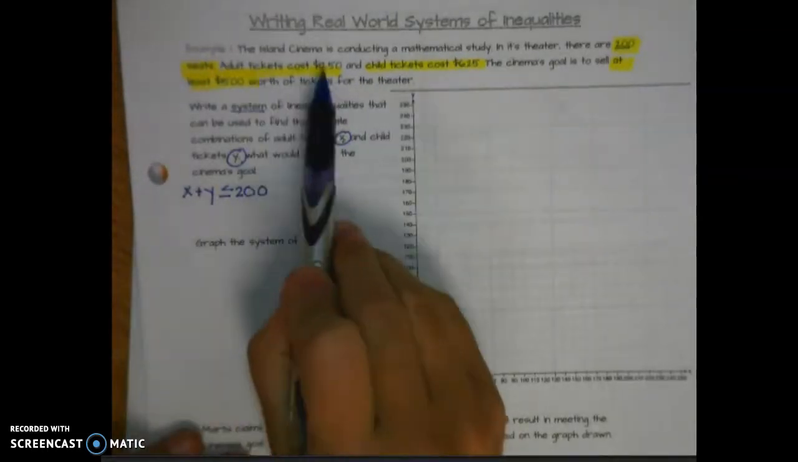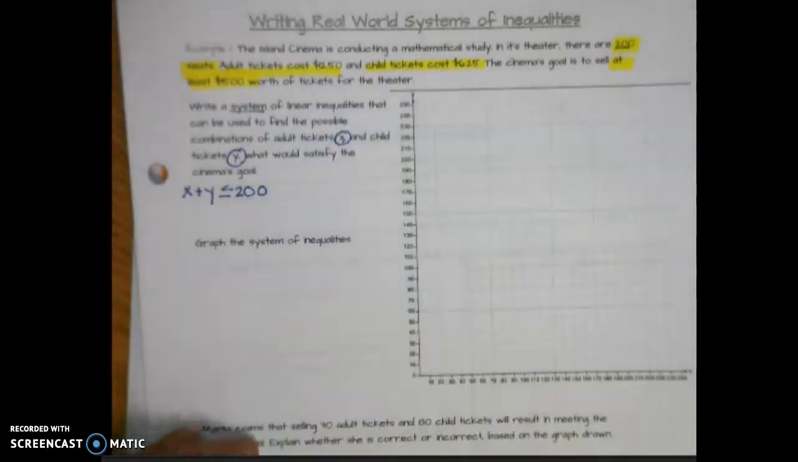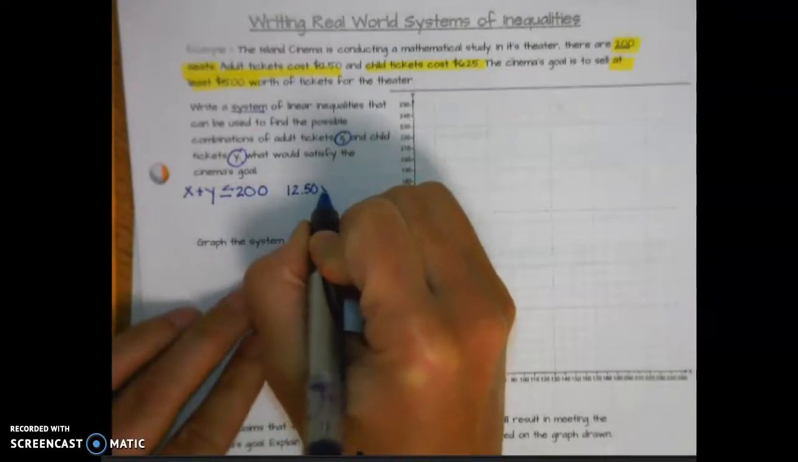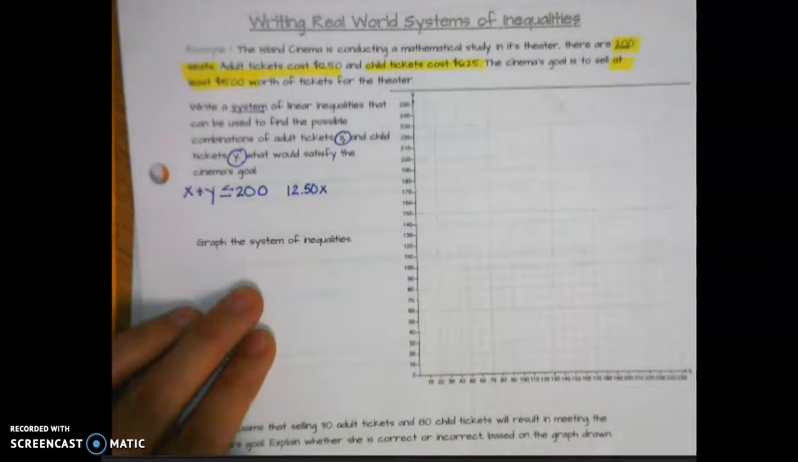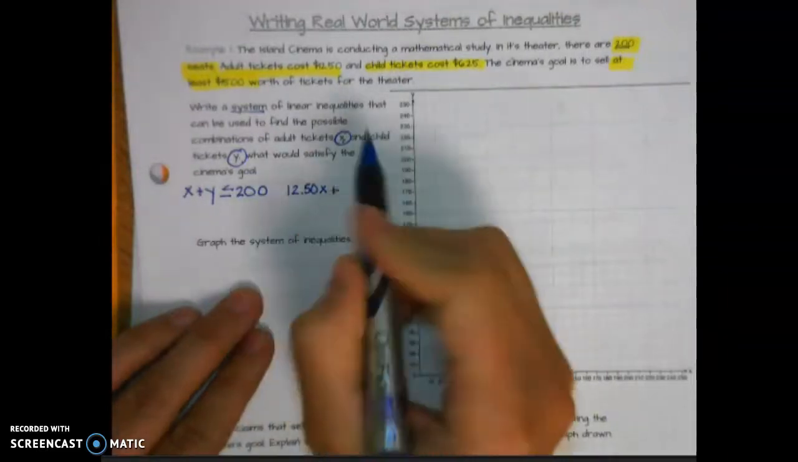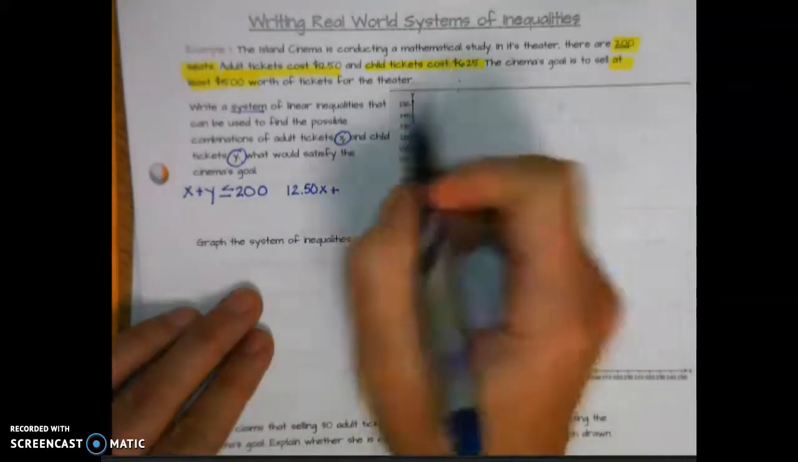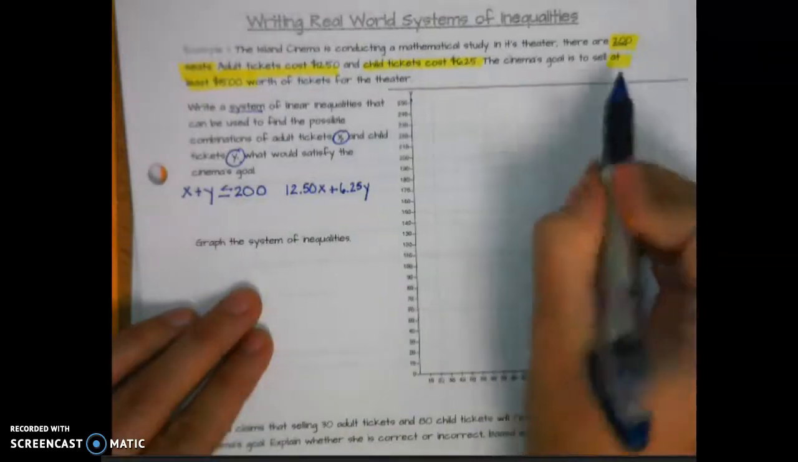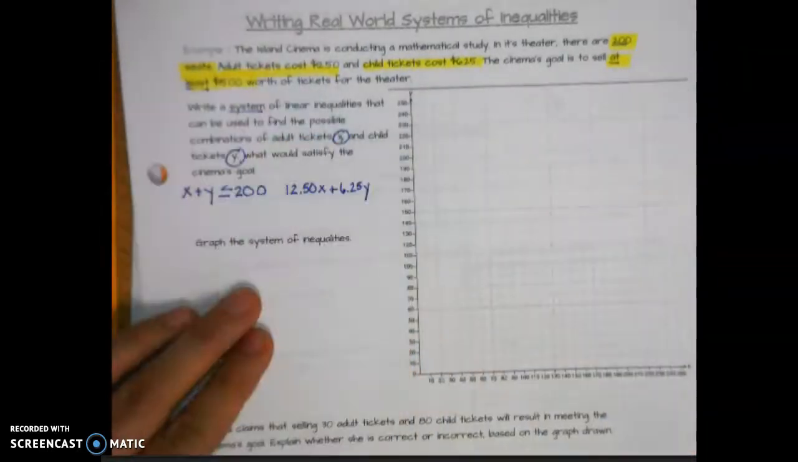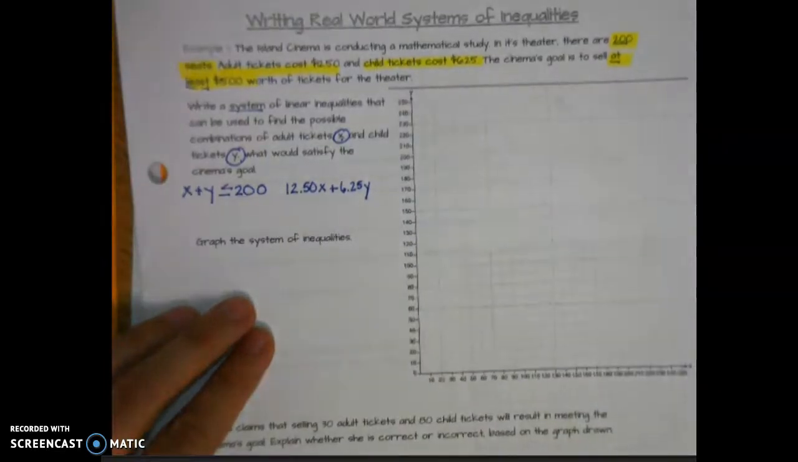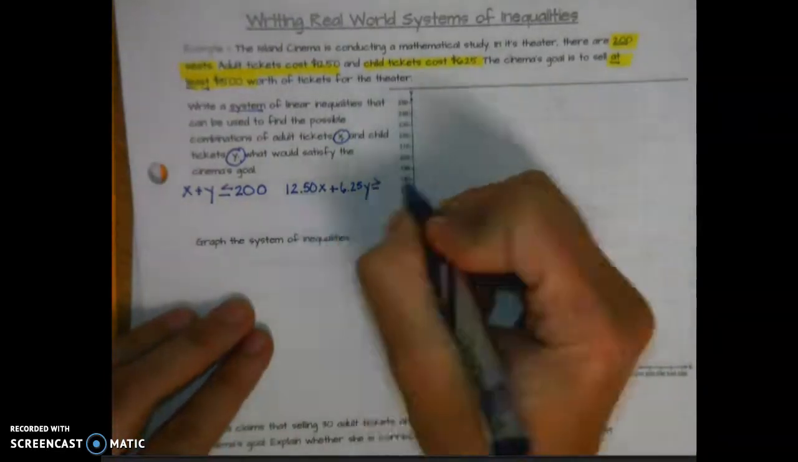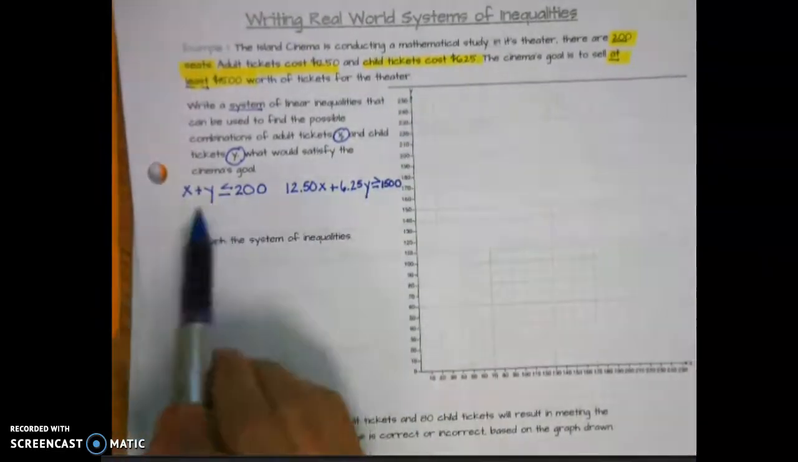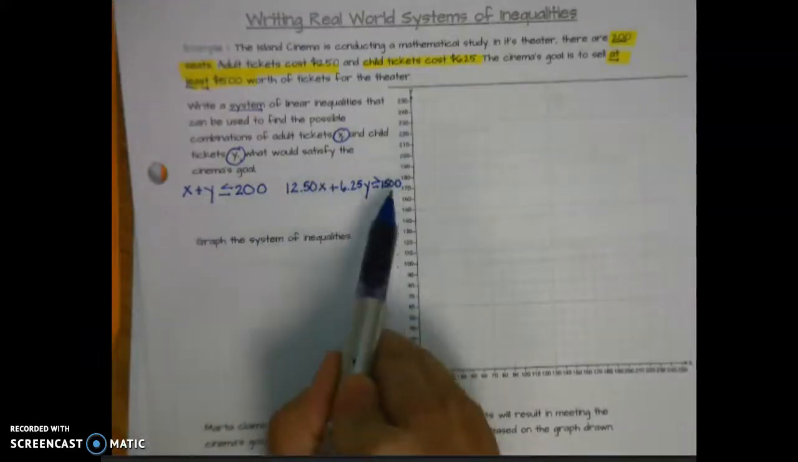Okay, so adult tickets cost $12.50. Well, we're using X for adult tickets, so we'll write $12.50 times X, because it's $12.50 for each adult ticket, plus child tickets cost $6.25. So we're going to write 6.25 Y, and then we want at least $1,500. So what inequality symbol would you use? At least means greater than or equal to 1,500. Okay, so we have our two inequalities, the total number of tickets inequality and the total amount of money inequality.